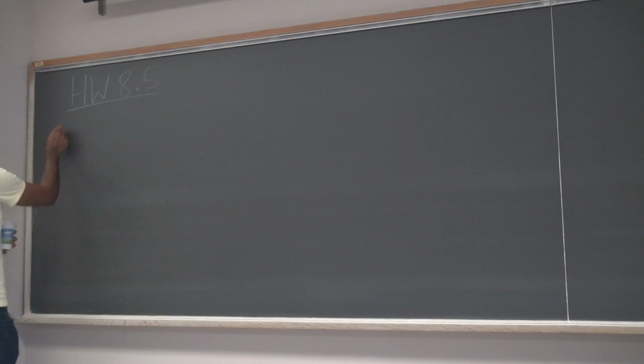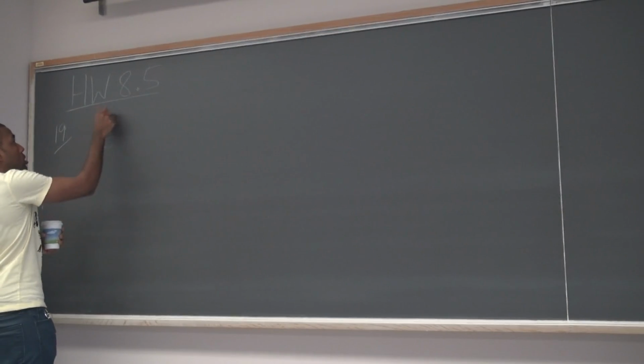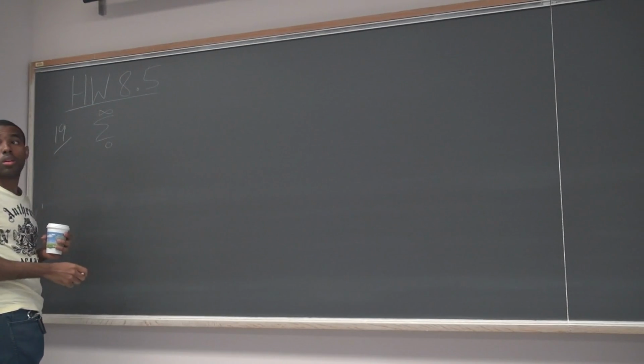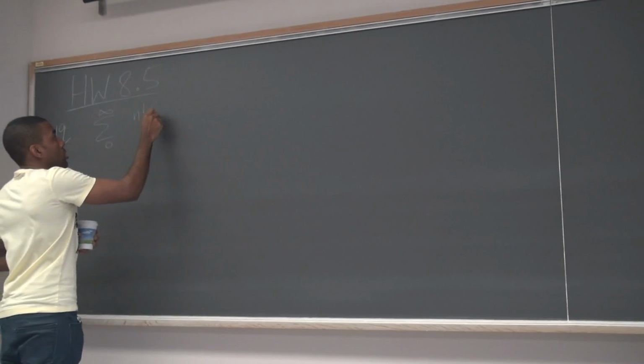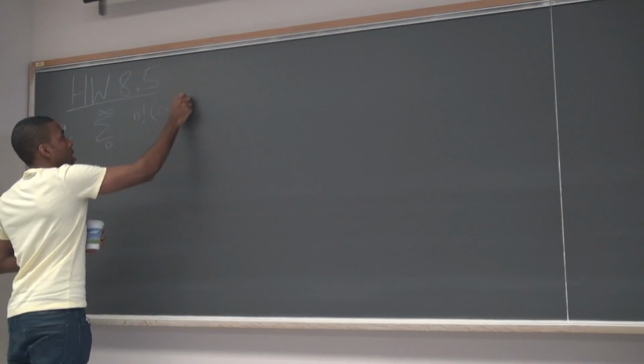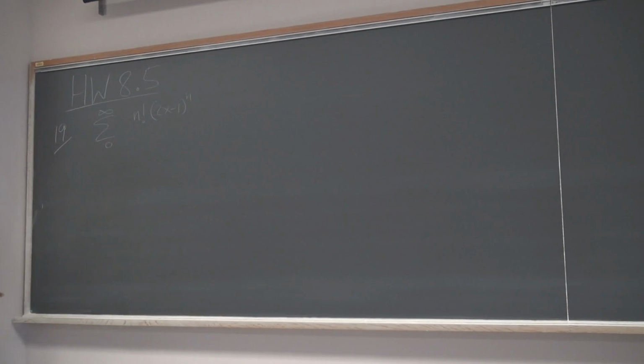It was the sum from 0 to n factorial times 2x minus 1 to the n, and it's set to find the radius and interval of convergence. Okay, how do we do that? Ratio test. Always a ratio test. You look at the limit.